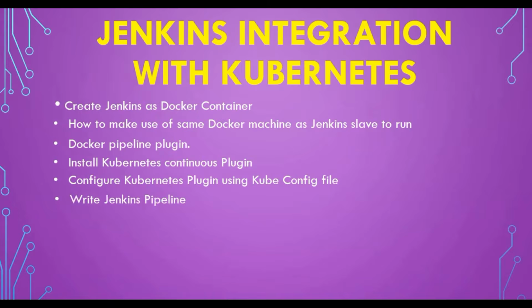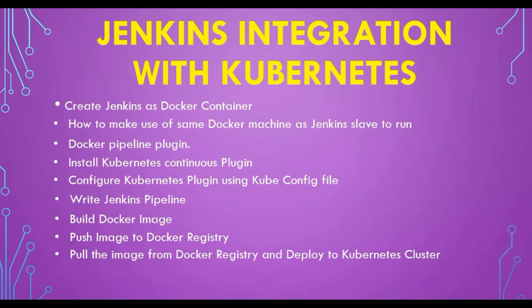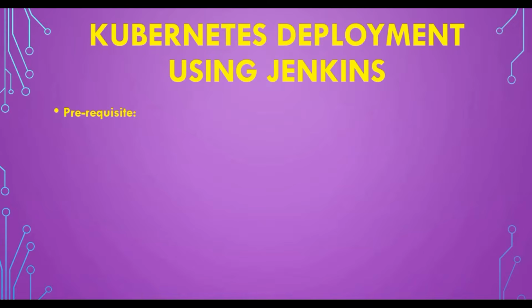Once we have all this configuration set up, we will write our Jenkins pipeline file, and the Jenkins pipeline file will do the Docker build so that the image is created. Then it will push the image to the Docker registry, which is Docker Hub. The next stage would be pulling the image from the Docker registry and deploying to your Kubernetes cluster.